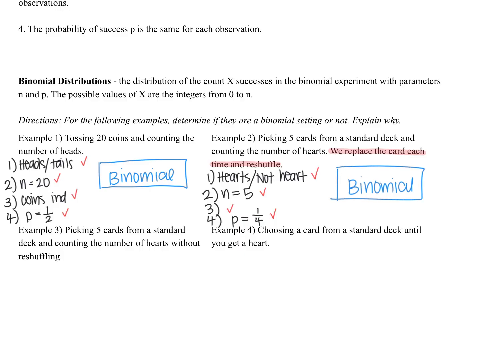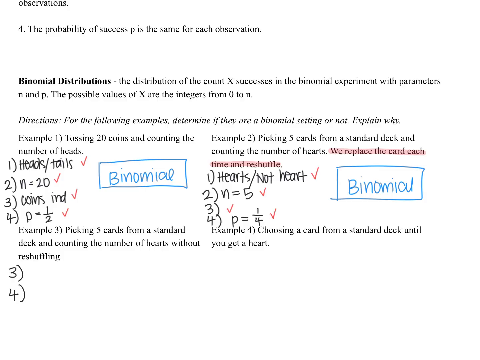In our third example, we're still picking the 5 cards and counting the number of hearts, but now we're not reshuffling. So our first 2 conditions are still met. We don't have to worry about hearts and n equals 5. We just have to check 3 and 4. And the key thing here is that we're not reshuffling.